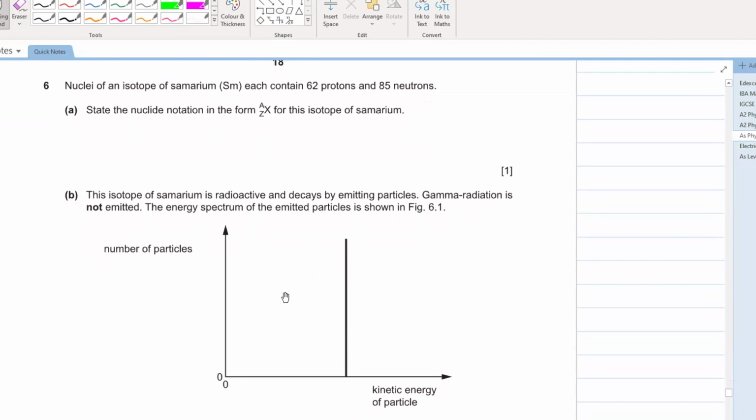Nucleus of an isotope of Sm each contains 62 protons and 85 neutrons. State the nuclear notation in the form AZX for the isotope of Sm. How will we state the nuclear notation?